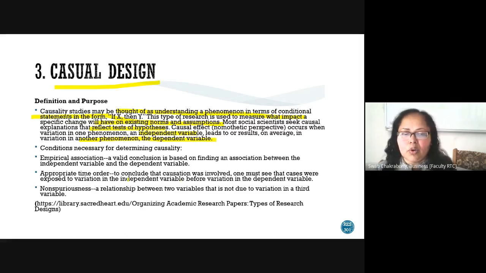So, what are the conditions which are necessary in this case? Empirical association: a valid conclusion is based on finding an association between the independent variable and the dependent variable. Appropriate time order: to conclude that causation was involved, one must see that cases were exposed to variation in the independent variable before variation in the dependent variable. The independent variable has to change first. Non-spuriousness: the relationship between two variables is not due to variation in a third variable. It has to be only two variables involved, not any third.